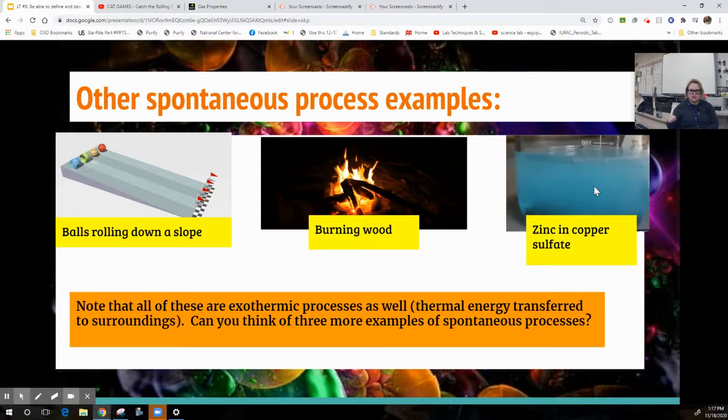And I told you in the video when you were watching the zinc plus the copper sulfate, the beaker got warm. Heat left the system of the copper sulfate and zinc and went out to the surroundings of the beaker, my hand, the classroom, so on and so forth. So I'd like you to think of 3 more irreversible spontaneous processes. And a good way to start to think about it is think of things that tend to be exothermic.